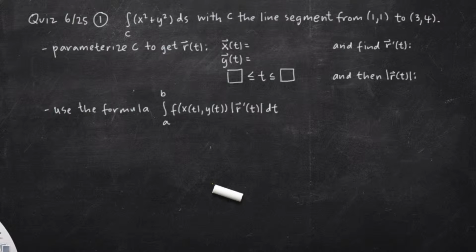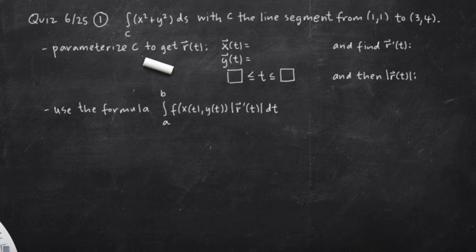Here's my answer to question 1 on the quiz from last Thursday, June 25th. We are trying to find the area under the surface x squared plus y squared over the line segment from (1, 1) to (3, 4). And here's the formula that we want to use right down here.